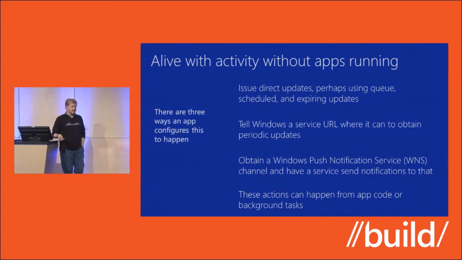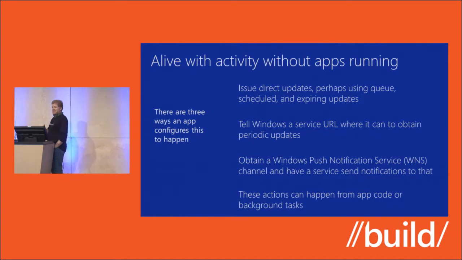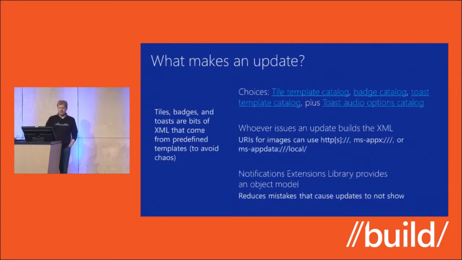So all of this is stuff that you can generate from a running app, and it's also things that you do from background tasks. Background tasks are often monitoring app state and different things going on, and so they can then issue tile and toast notifications and other updates, and even handle push notifications directly.